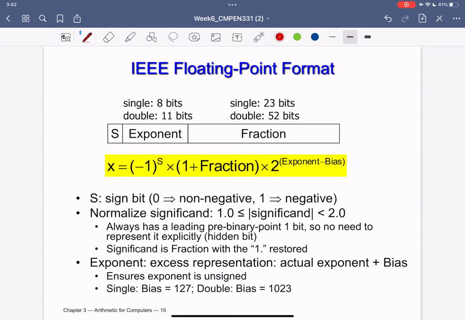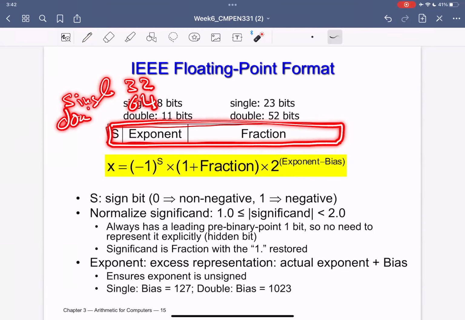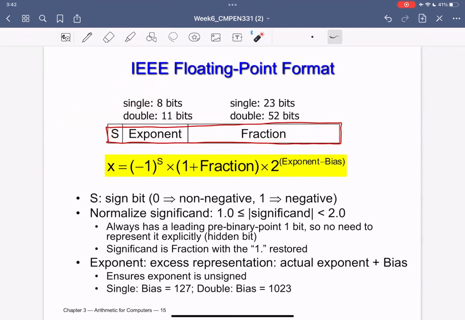Suppose that this is the IEEE format. It tells you, okay, this one here is 32 bits if I have a single precision. So it will be 32. Or this one will be 64 if I have double precision. Further, each one is decomposed into several parts. The very first bit is the sign bit. This sign bit will be equal to 0 if it is a non-negative number. It will be 1 if it is a negative number.